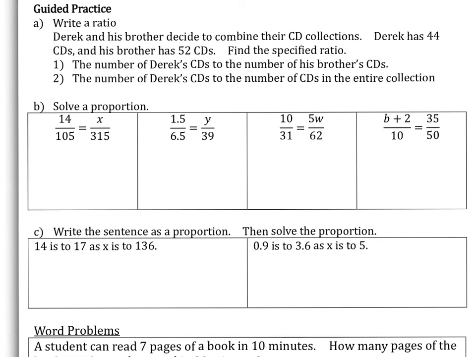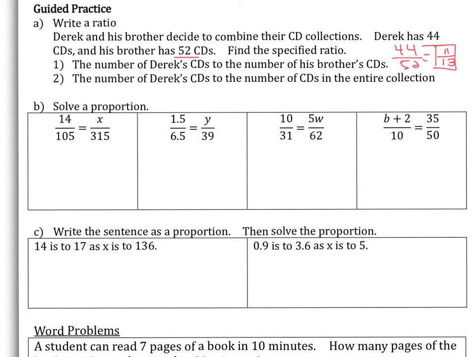Okay, let's do some practice. Part A, write a ratio. Derek and his brother decide to combine their CD collection. Derek has 44 CDs, and his brother has 52 CDs. Find the specified ratio. Part 1, the number of Derek's CDs to the number of his brother's CDs. So we just simply take 44 and put it over 52, and we need to simplify this. So divide by 4 and get 11 over 13.